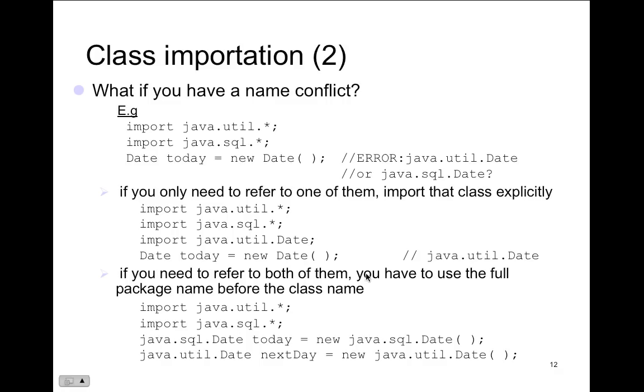So you need to refer to both. You can use a full package name to resolve it. Here we have java.sql.date, java.util.date. You might be thinking a date's a date. Not really. The format might be different. So it depends on what you want to use.